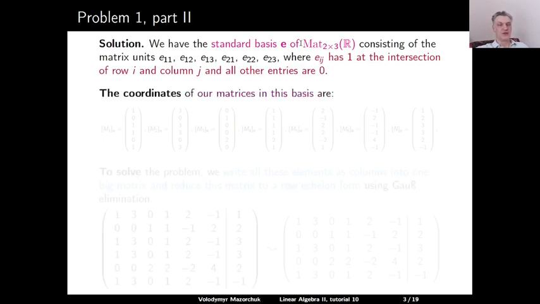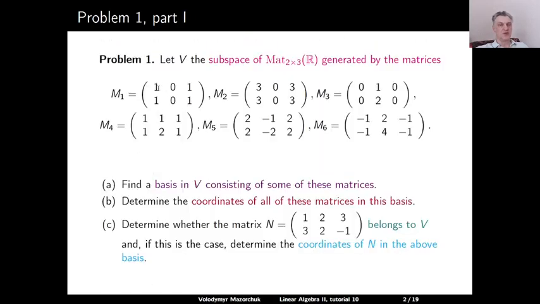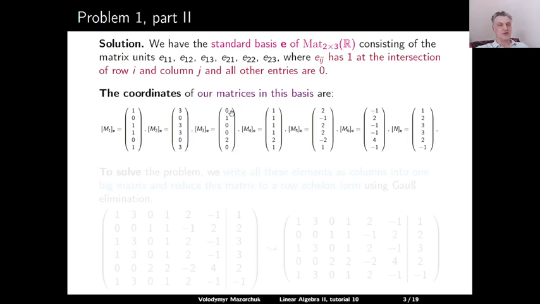The coordinates of all the matrices which are mentioned in the formulation in this basis are, so the coordinates of M1 are 1, 0, 1, 1, 0, 1. So we should just read the matrix left to right, top to bottom: 1, 0, 1, 1, 0, 1. So the coordinates of M2 are 3, 0, 3, 3, 0, 3. The coordinates of M3 are 0, 1, 0, 0, 2, 0.